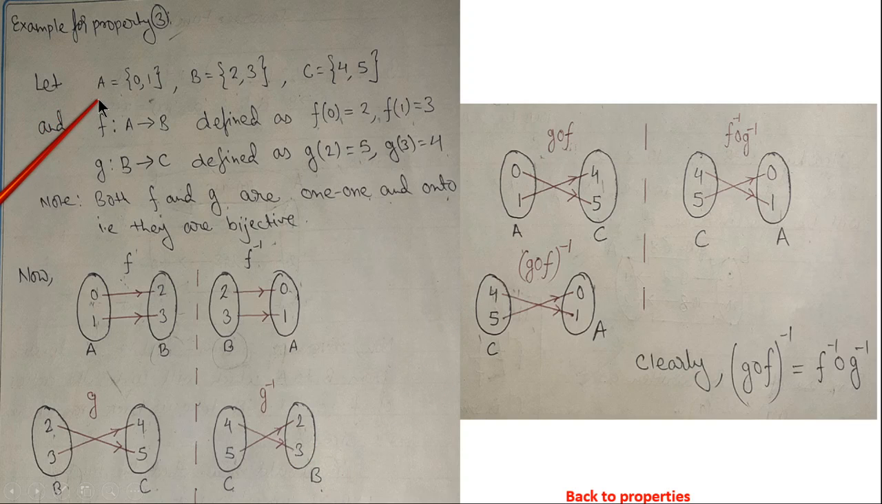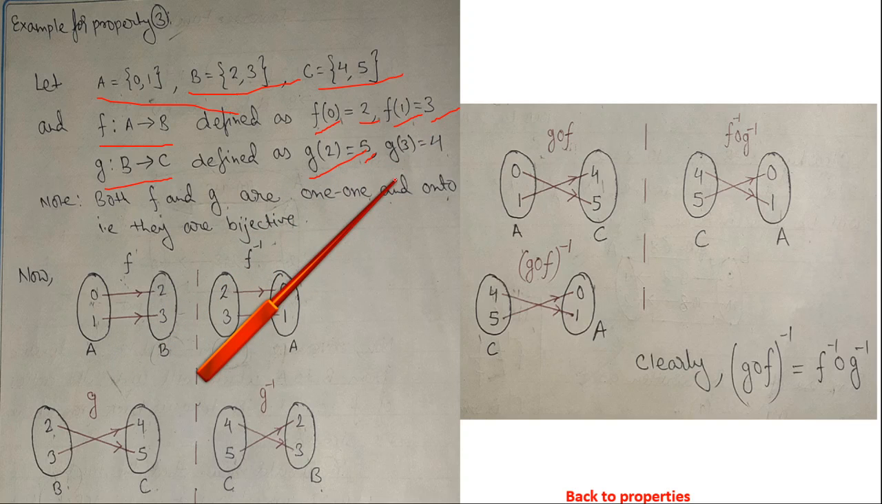Let us take 3 sets A, B, C. So here your A is this, B is this, C is this, and I'm defining two functions, F from A to B and G from B to C. F is defined this way: F of 0 will be equal to 2, F of 1 will be equal to 3, F of 2 will be equal to 5, G of 3 will be equal to 4.